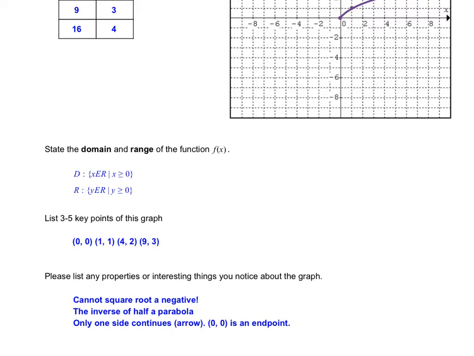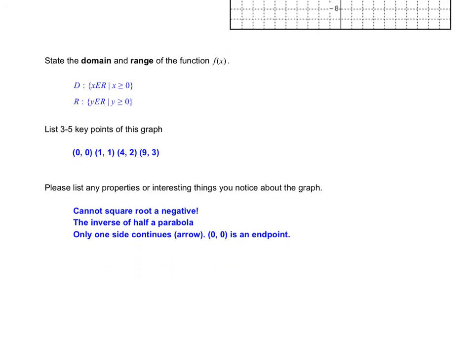My key points, I just put 0, 1, 4, and 9 because I can square root those easily. And that's another reason I don't pick those in-between values, because if I want to graph it efficiently and really quickly, if I don't know the square root of 3 or 2 off the top of my head, I'm just wasting time. Now for my properties, I just made some notes that you can't square root a negative. It's the inverse of half a parabola. And something that's important, only one side continues with the arrow, and 0, 0 is an endpoint.